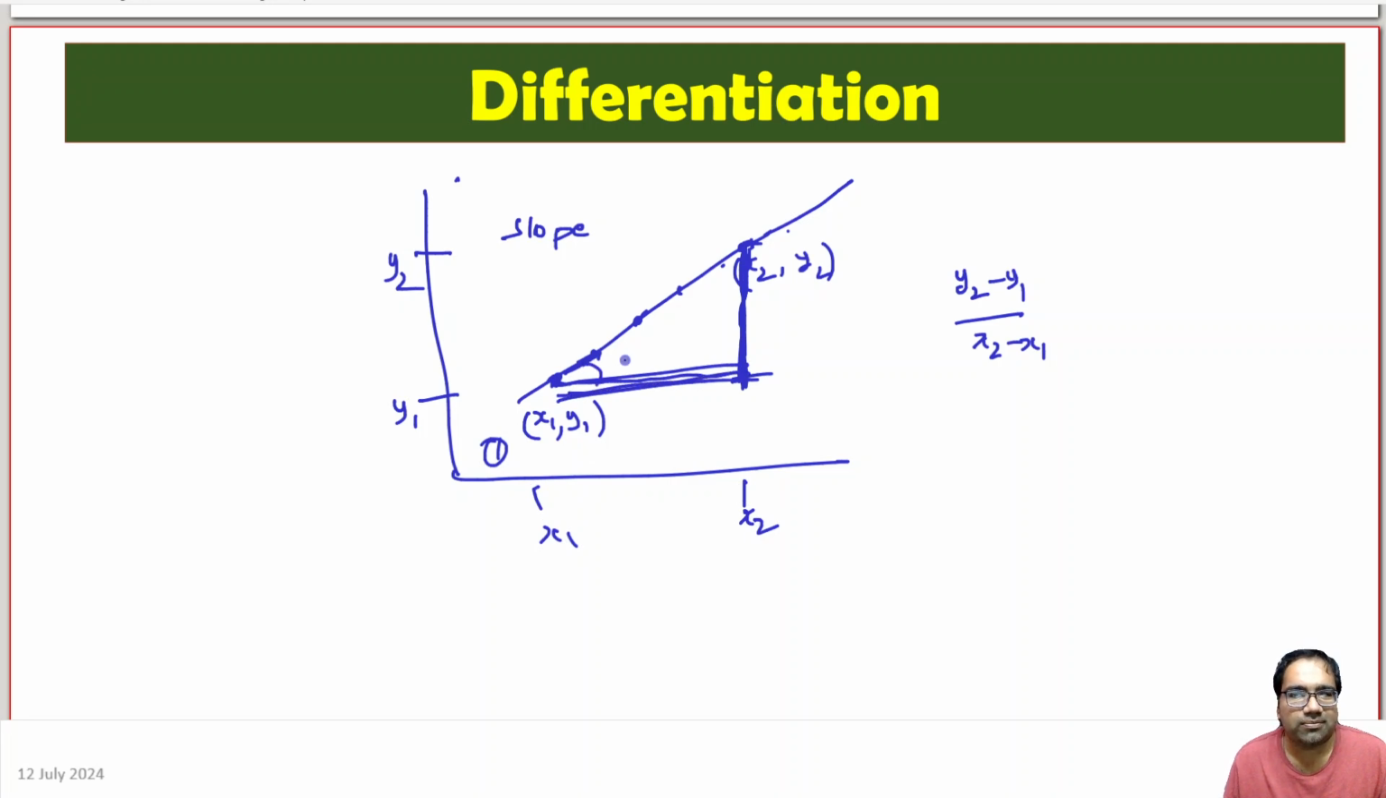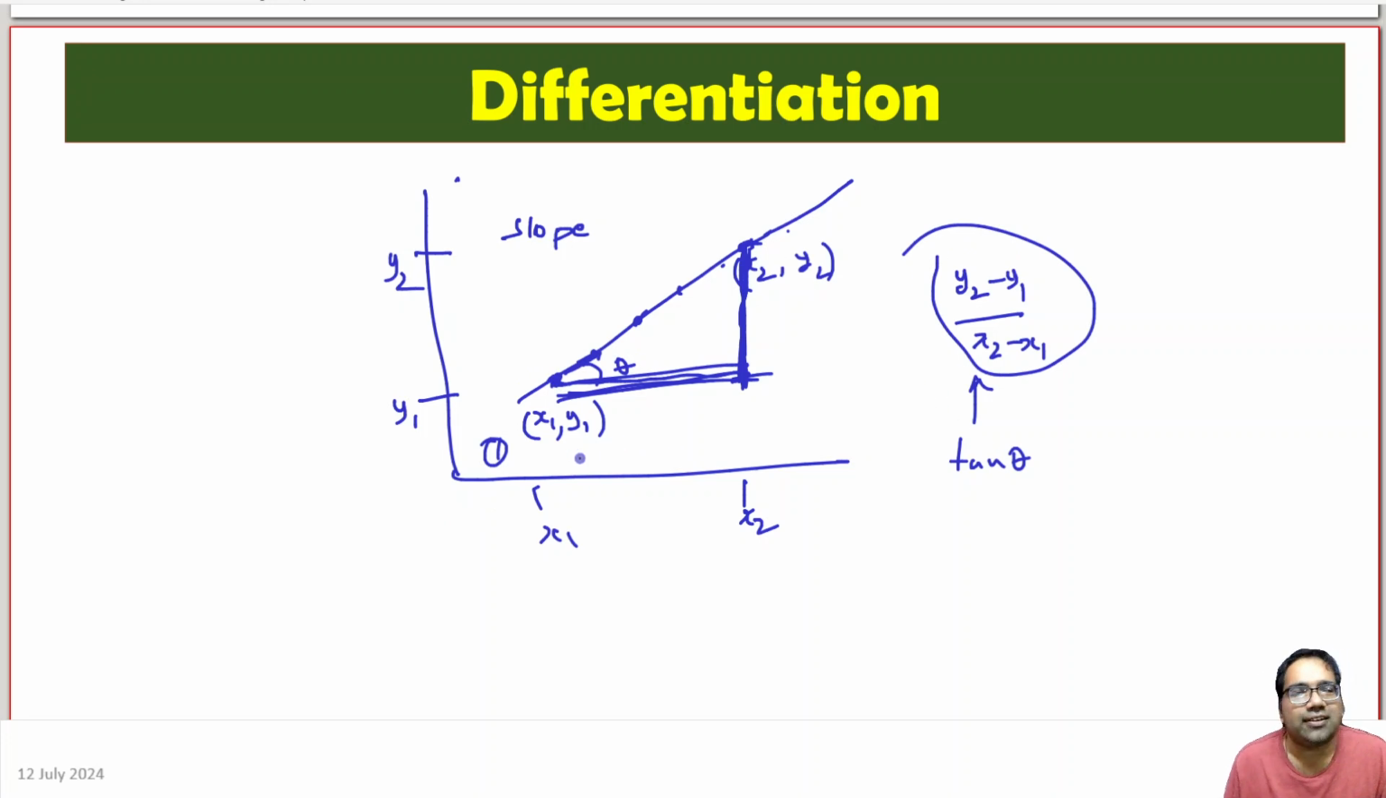Right. And if we assume this is theta, then basically tan theta is equal to y2 minus y1 by x2 minus x1. So what is our slope? Slope is basically this one, which is nothing but our tan theta, and we define it like this.